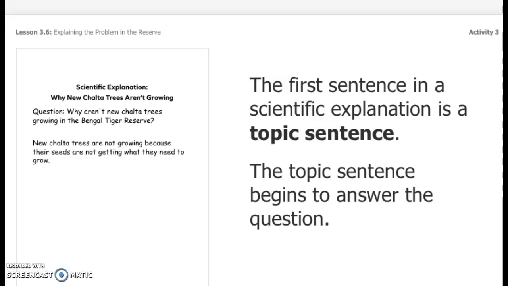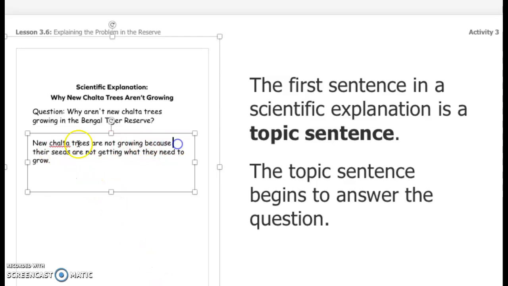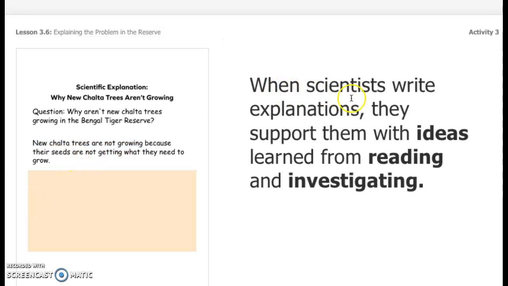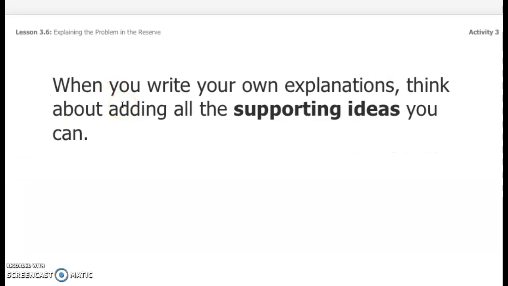The word because is an important word in a scientific explanation. It explains why something has happened. So you have to include because. So you restate the question, okay, they're not growing, and then you add because to help you answer the question. Scientists write explanations and support them with ideas from reading and investigating. When you write your own explanation, think about adding all the supporting details you can.